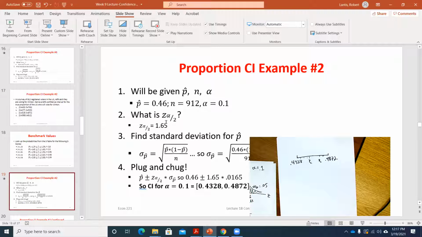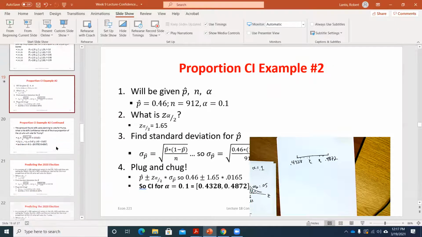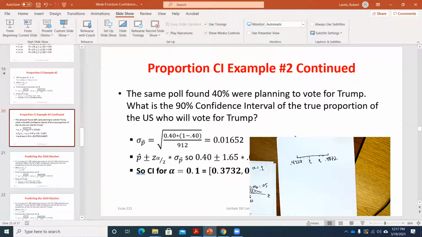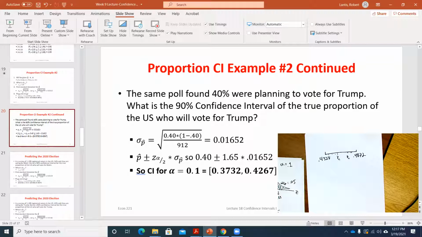Okay? So what we could then do is look at that same survey and say, okay, 912 people responded to this survey and 40% plan to vote for Trump. So now I've got a sample proportion for the people who are going to vote for Trump, which is 0.4.